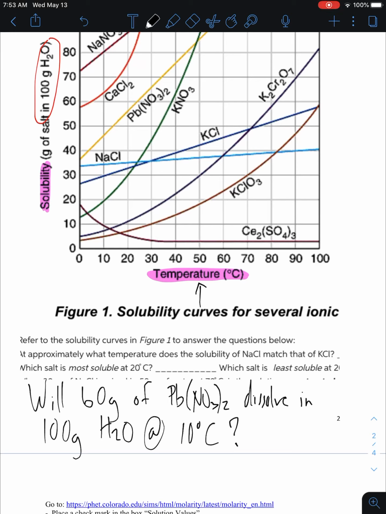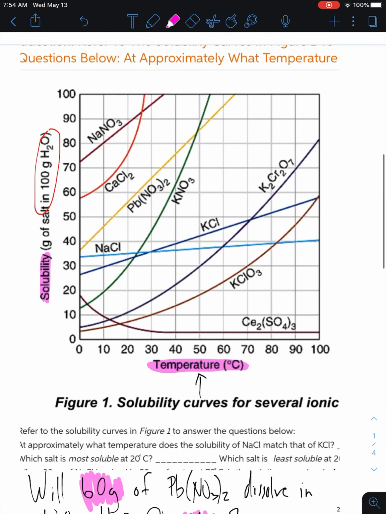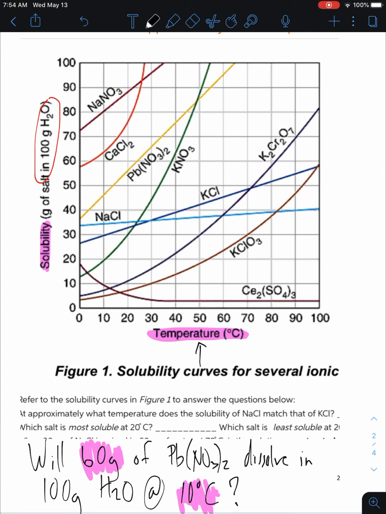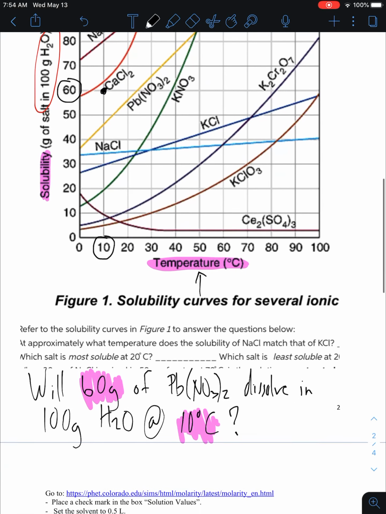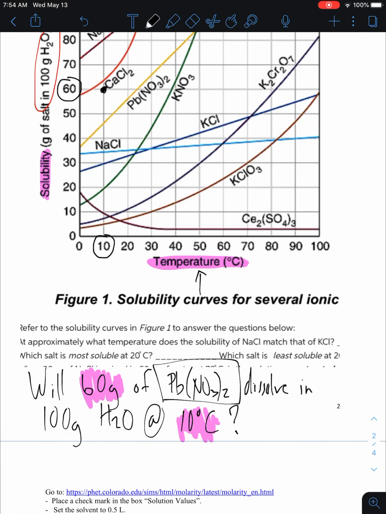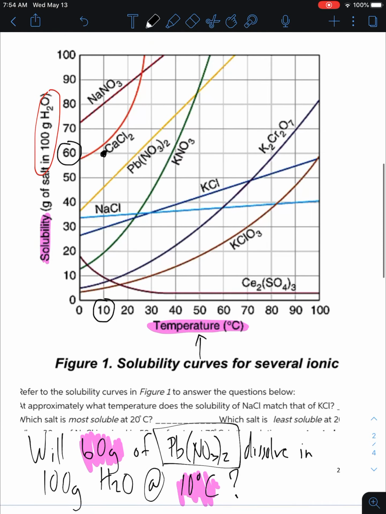So we are focused in on our temperature and the amount of lead nitrate. So back up here, 60 grams is right there. 10 degrees is right there. I'm going to draw that point. The question for you is, is that above or below the line for lead nitrate? It's above the line, right? Because lead nitrate is here.